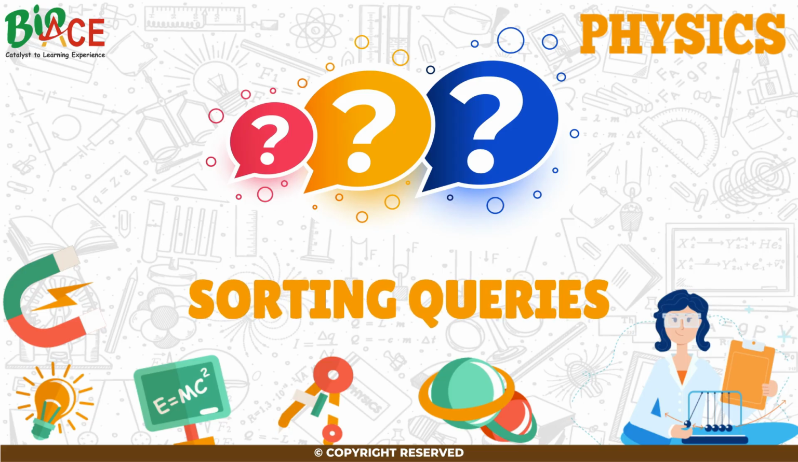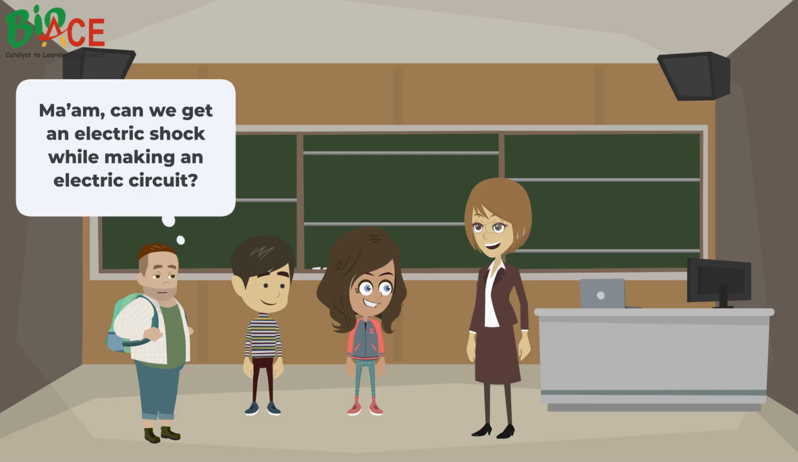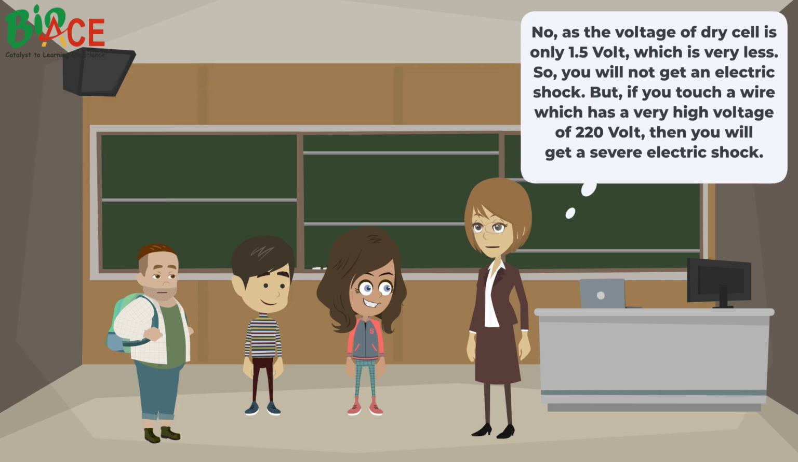Sorting queries. Mom, can we get an electric shock while making an electric circuit? No, as the voltage of a dry cell is only 1.5 volt, which is very less. So, you will not get an electric shock. But, if you touch a wire which has a very high voltage of 220 volt, then you will get a severe electric shock.